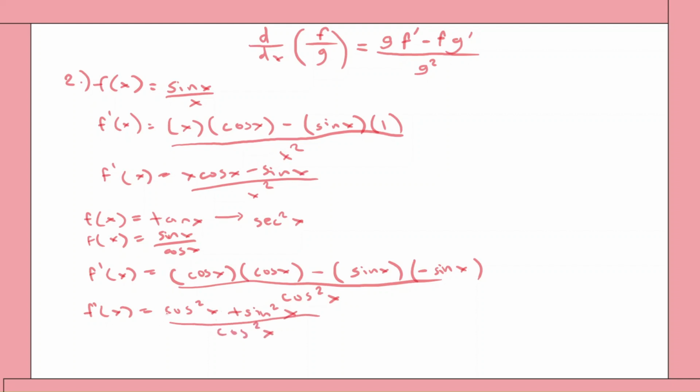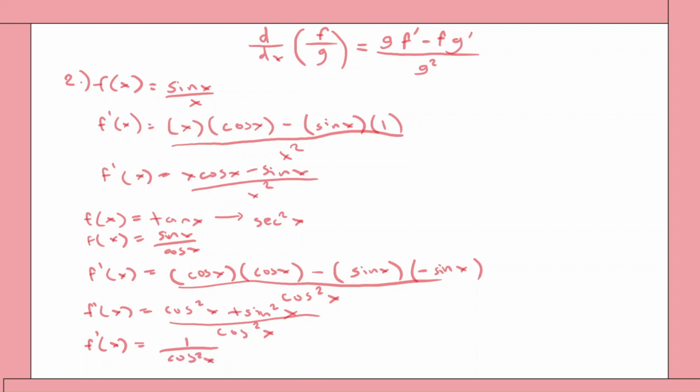And if you recall from trig, we know that sine squared of x plus cosine squared of x equals 1, and it doesn't matter the order. It can be cosine or sine since we're adding them. So cosine squared plus sine squared actually just equals 1. So we can rewrite this whole thing as just 1, and this is over cosine squared of x.